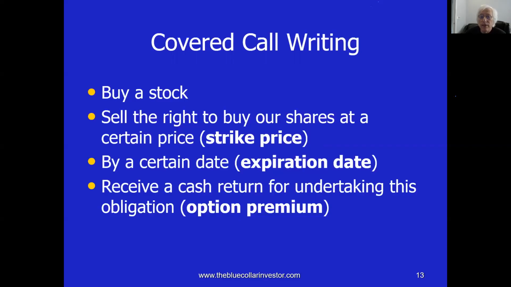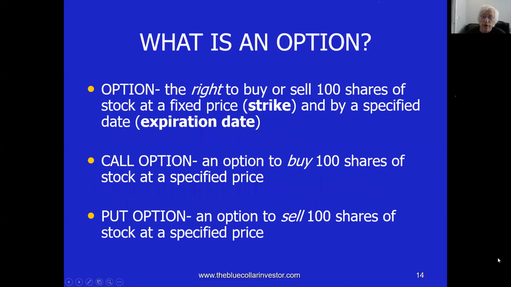Now, when we sell that option, we are undertaking an obligation, and for that, we are paid a cash premium. So when we go on our computer and buy the stock and then sell the option, that cash is generated into our brokerage account within seconds. And that cash premium is something that is known as the option premium.